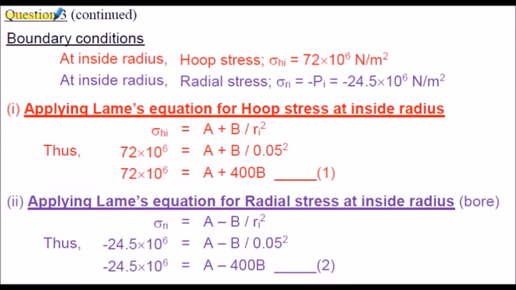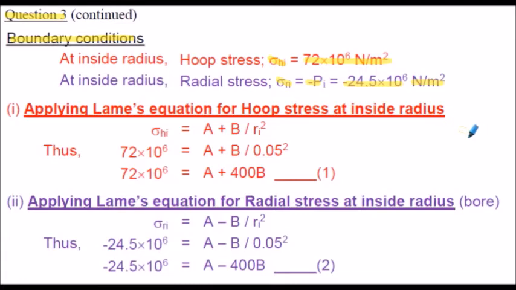Question 3, solution continued. So here are our boundary conditions, both this time at the inside radius of the vessel. So the hoop stress from the previous slide is 72 times 10 to the 6 newtons per meter squared. And the radial stress at the inside is equal and opposite to the internal pressure. That was negative 24.5 times 10 to the 6 newtons per meter squared.